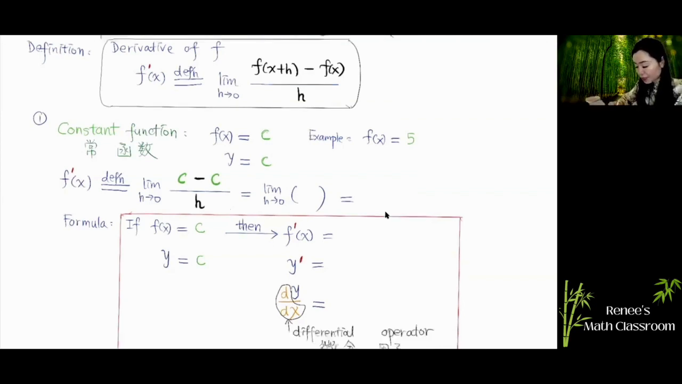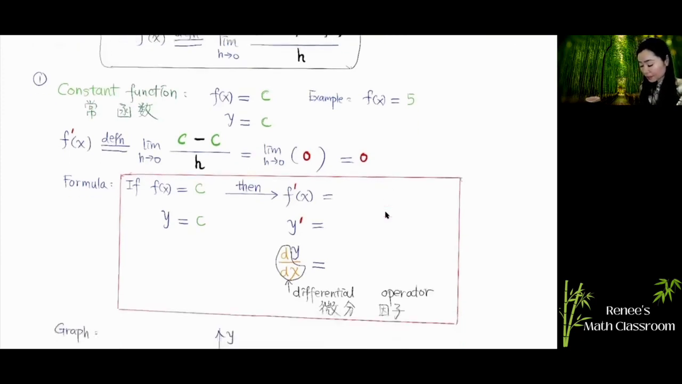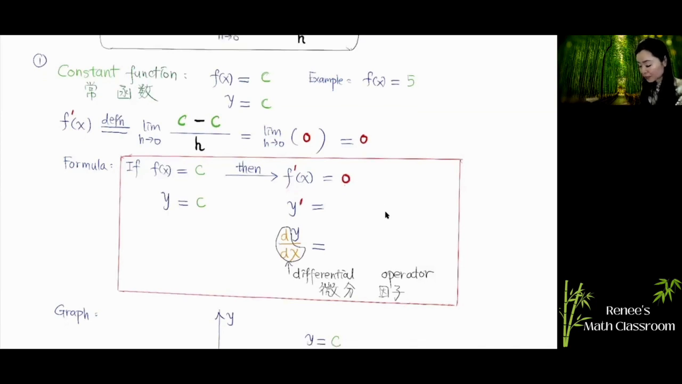Now the limit over here, if you simplify this, that will be 0. The limit of 0 is 0. The limit of a constant is a constant itself. Okay? So we found the formula. So if f of x is equal to c, then f prime of x is equal to 0. In other words, if you have a constant function, the duality of a constant function is 0. Okay? Duality of a constant is 0.